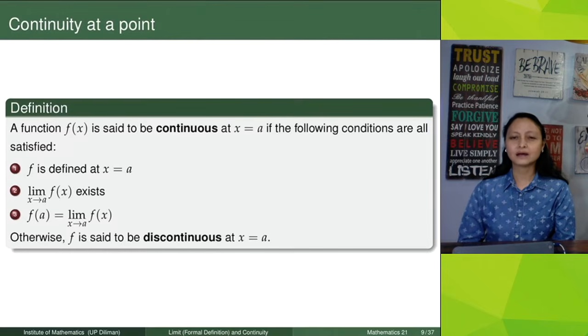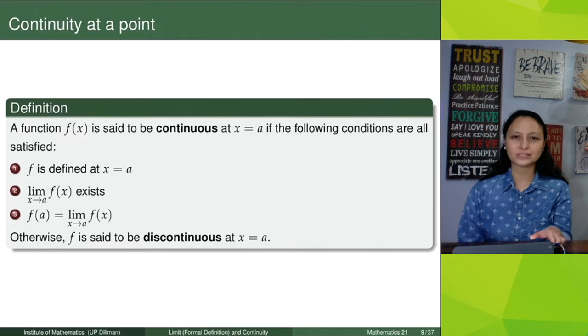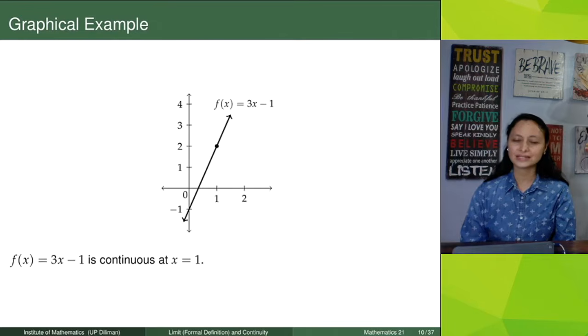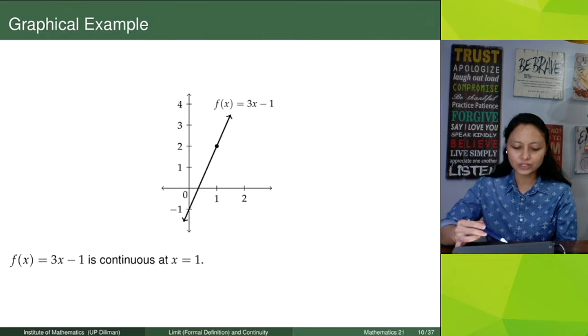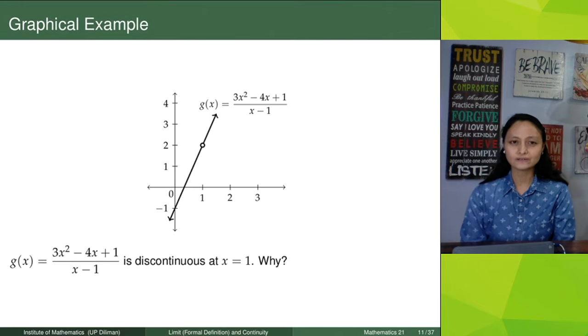Okay? Otherwise, if at least one of these conditions is not satisfied, we say that the function is discontinuous at x equals a. If we look at this example, f of x equals 3x minus 1, clearly the function is continuous at x equals 1. Diba? You can sketch the graph without lifting your pen. Okay, so this function is continuous actually all throughout this graph, but we want to focus yun, sa x equals 1. Pero we can also say that the function is continuous at x equals 0, x equals 0.5, x equals 2, and so on. Now, this function, g of x, is discontinuous at x equals 1.